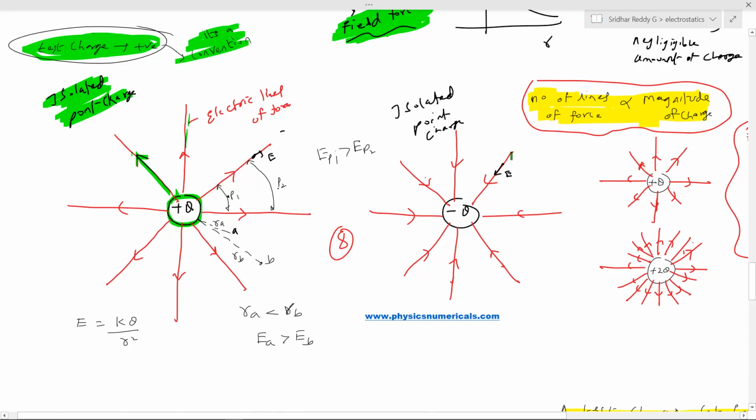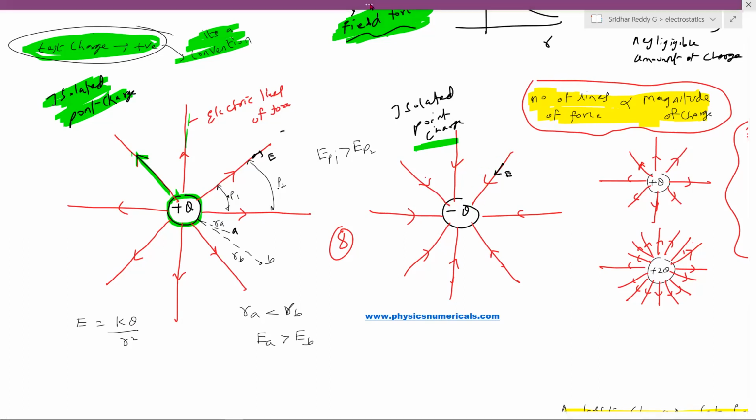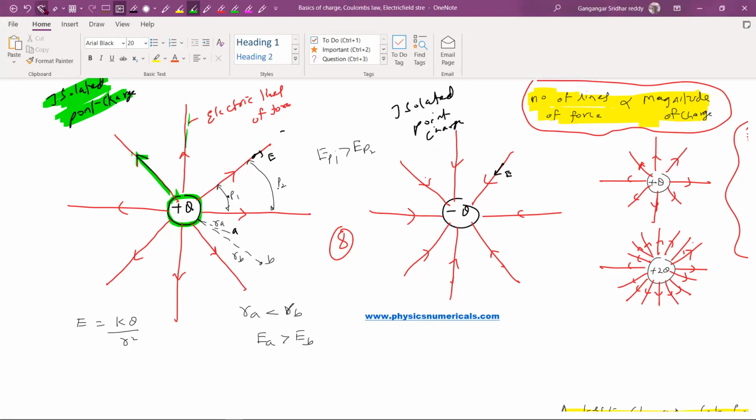And for a negative point charge, we'll see. If I keep a test charge, in what direction will it experience force? Towards the point charge Q. So therefore, how will the lines of force be directed for an isolated negative point charge? Radially inward. So what are the lines of force? How are they?